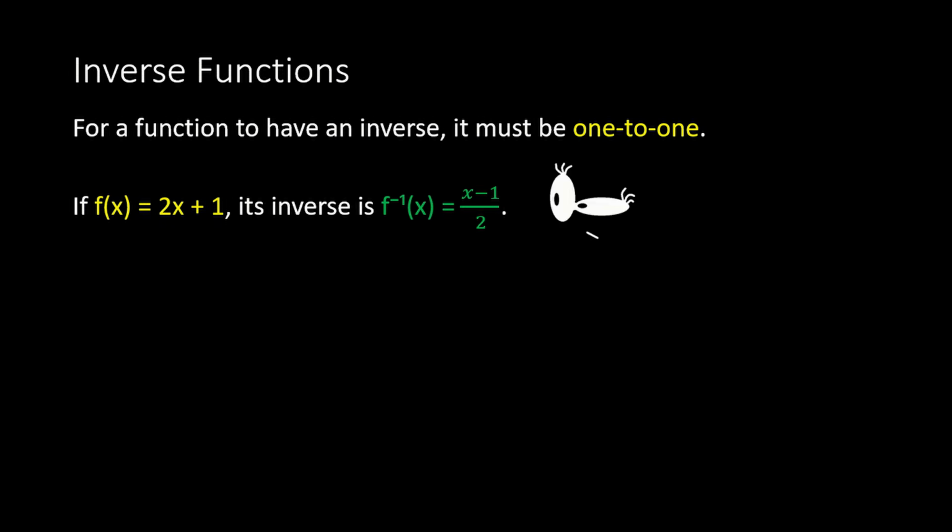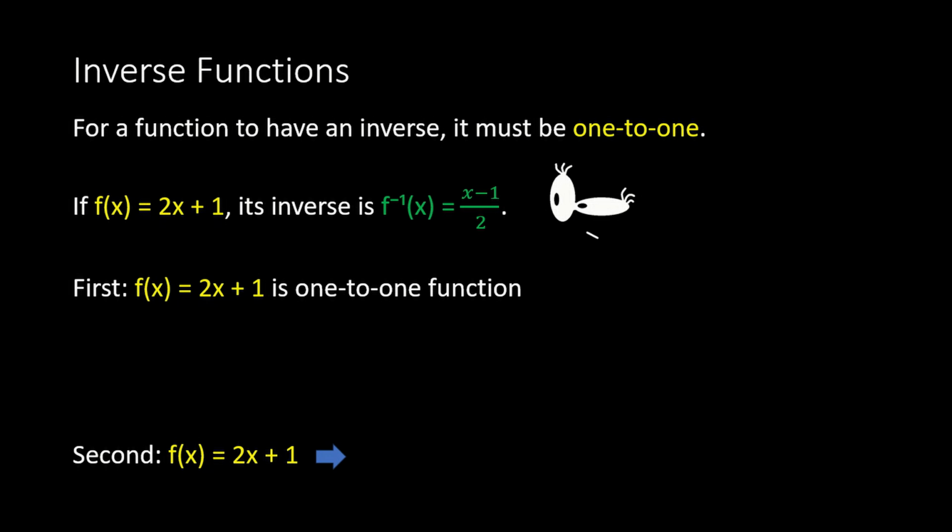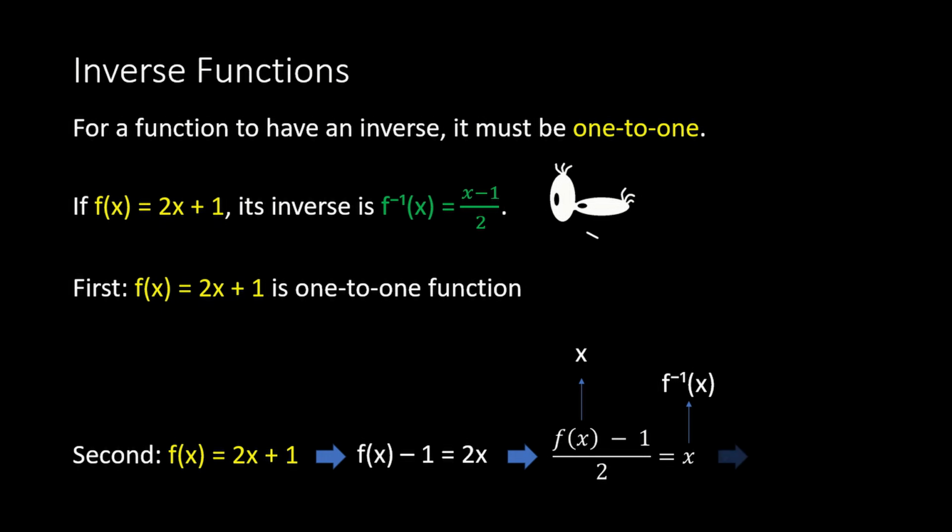Why does this work? First, we check the function is one-to-one, which we already proved it is. Then to find the inverse, we solve for x in terms of f(x). Rearrange the equation: f(x) equals 2x plus 1 becomes x equals (f(x) minus 1) divided by 2. Finally, substitute back and you get f inverse of x equals (x minus 1) divided by 2.